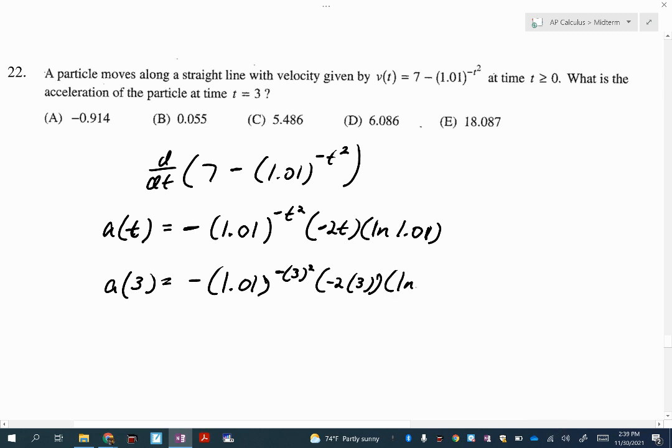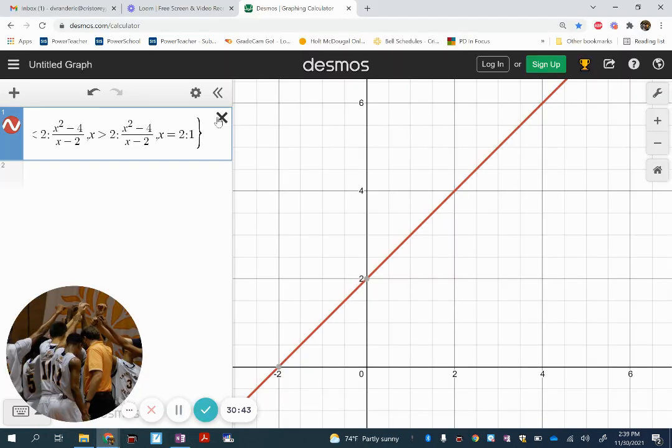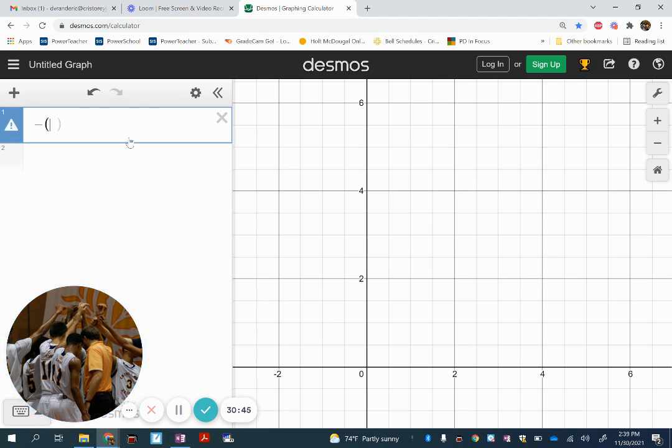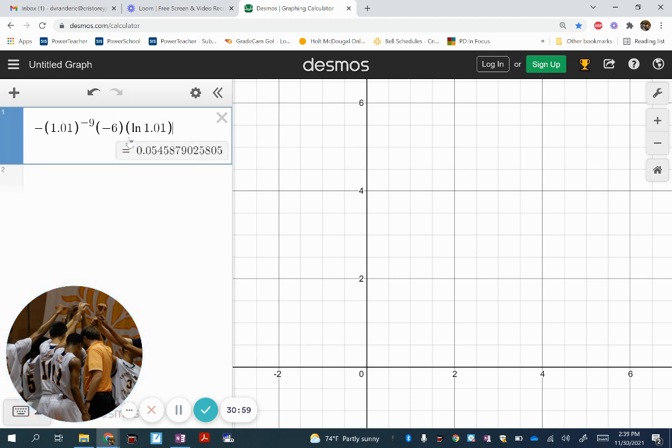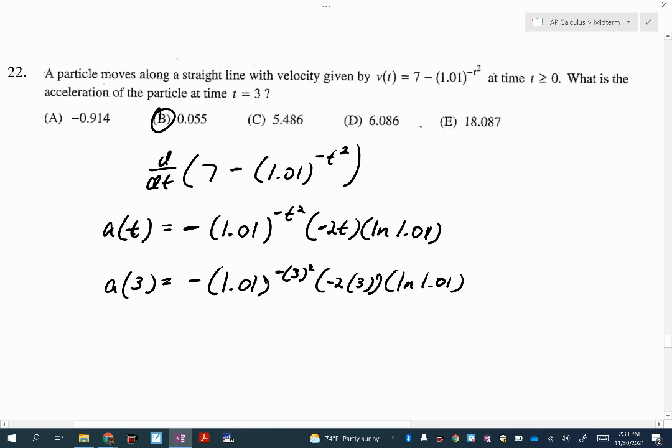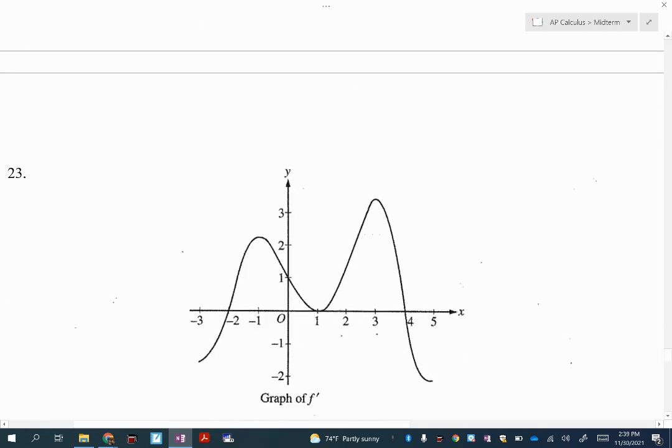Please move to Desmos when you're ready. All right, because that's where I'm going to type this in to find the answer. You could also just use your cell phone, that would do it too. So I'm going to type in negative 1.01 to the negative 9th power times negative 6 times the natural log of 1.01. So my answer is 0.055, which is B.